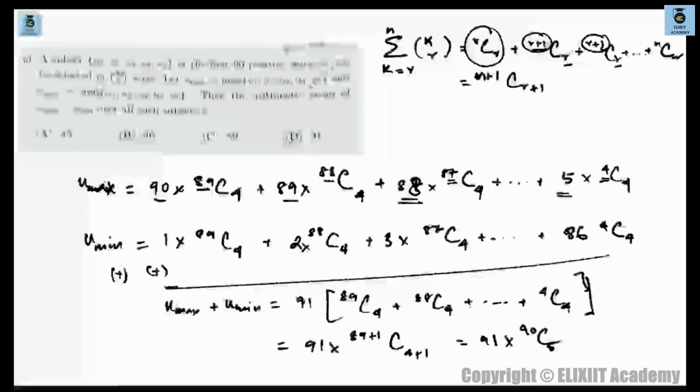So now they have said we have to find the arithmetic mean of U max plus U min. So we have to divide by the total number of quantities, the average basically. So the total number of ways of selecting this is 90C5 only. So divided by 90C5. Once you divide by 90C5, this will cancel out. So your option D must be correct, which is 91.